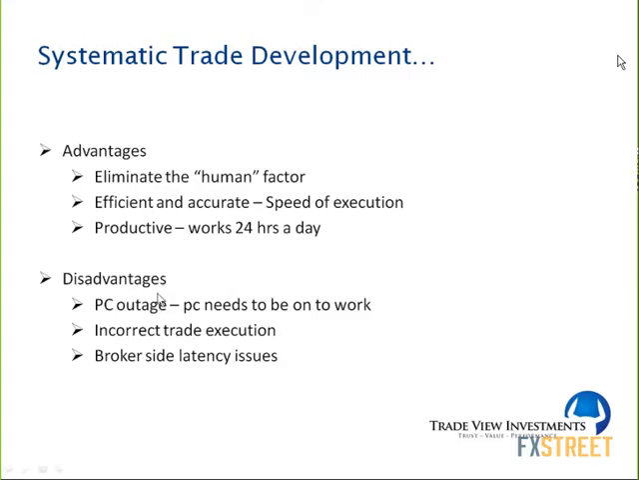The disadvantages of systematic trading, I'd say, are PC outages, and your PC does need to be on all the time. Incorrect trade execution and broker-side latency.